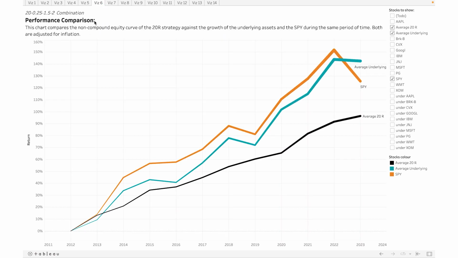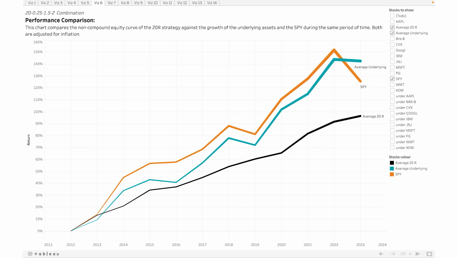In the next chart, we can see the same non-compound inflation-adjusted return that each stock had with the 20R combination, compared with the growth of the underlying assets and the growth of the S&P during the same period. All values are adjusted for inflation. These are the averages, one for the 10 underlying stocks together, and the other one for the stocks with the 20R combination. From this visualization, one could assume that simply leaving the money invested in the S&P or in the underlying assets would have been a better idea than actively trading.